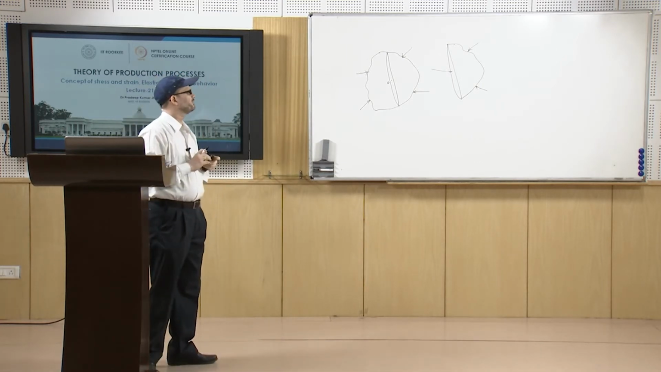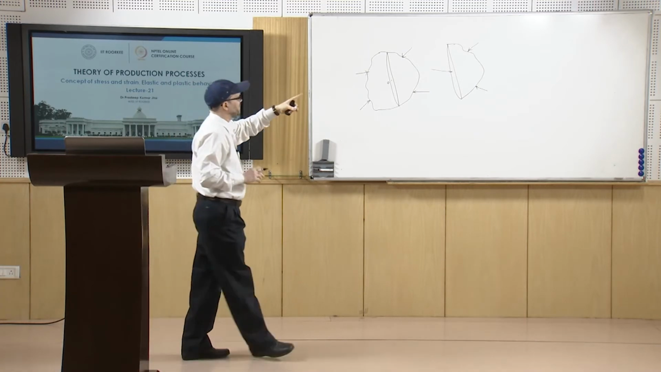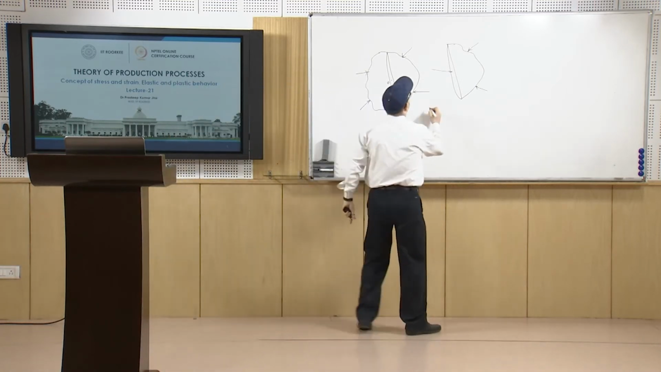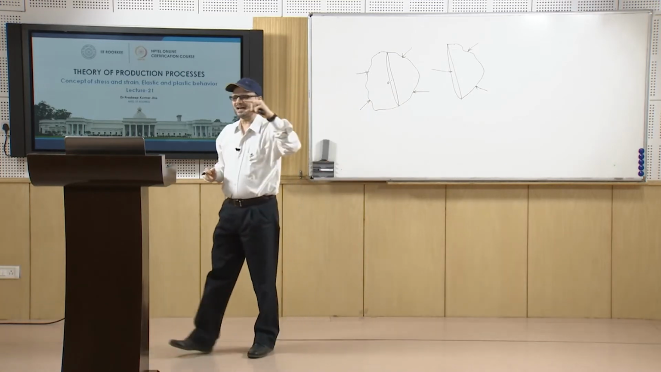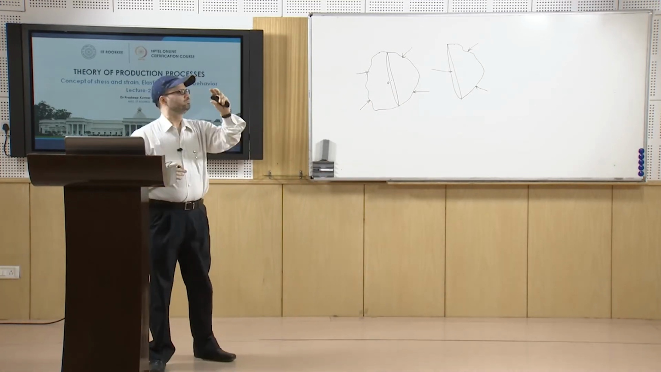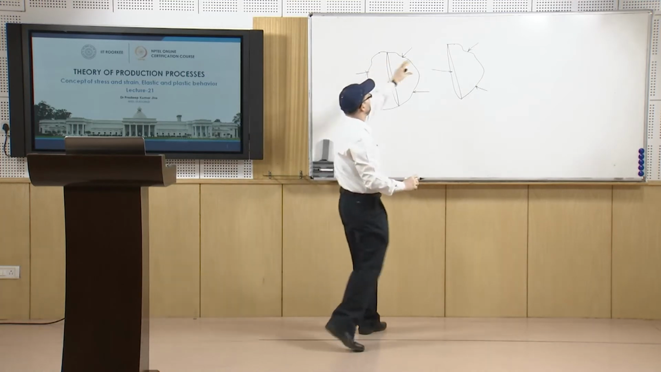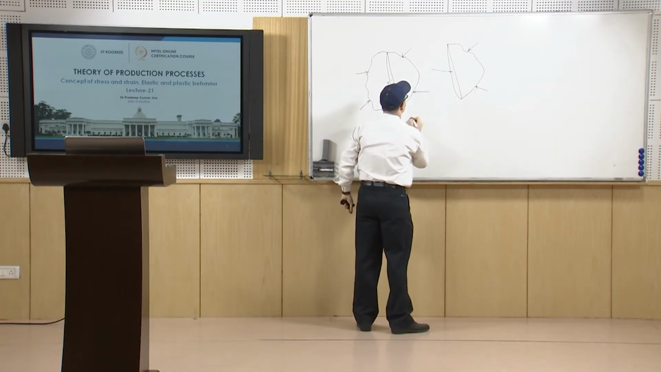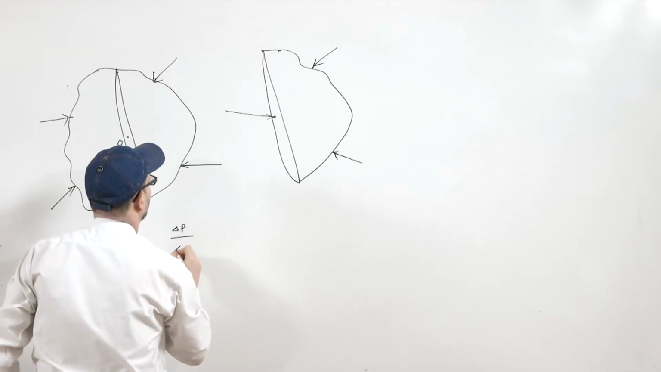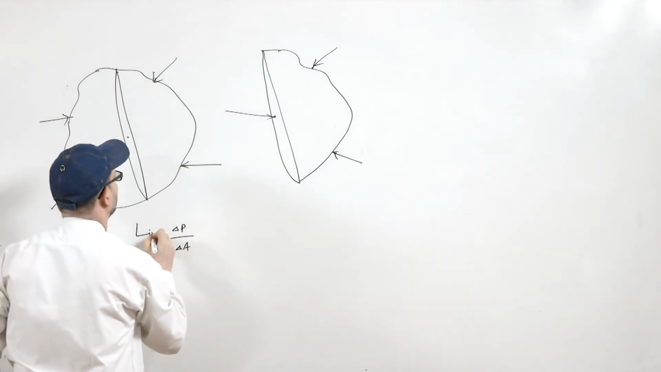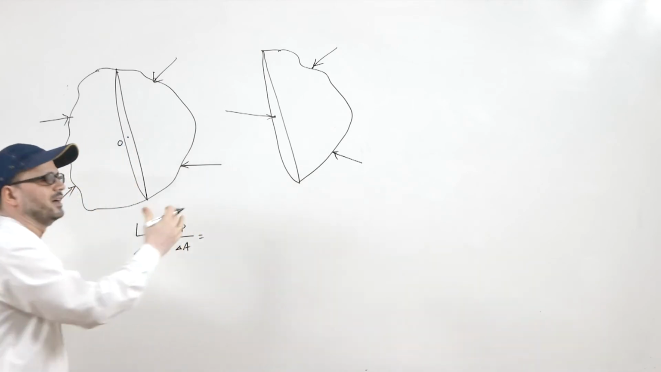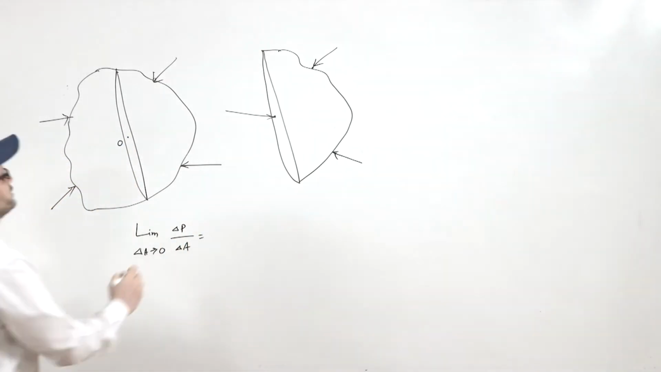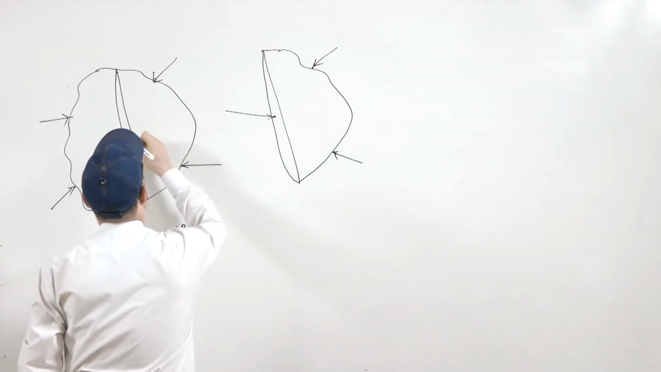So, stress will be defined when that stress. So, if you have the P acting at that particular point, suppose this is the P, and if delta P is acting on a small area, then if you take the limit delta A approaching 0, this is what the stress is. So, that is what stress is defined at any point.